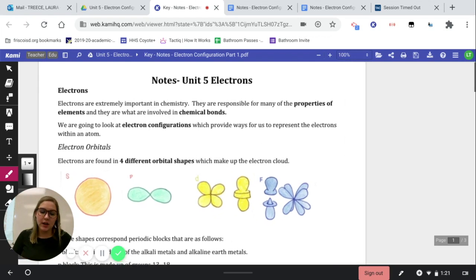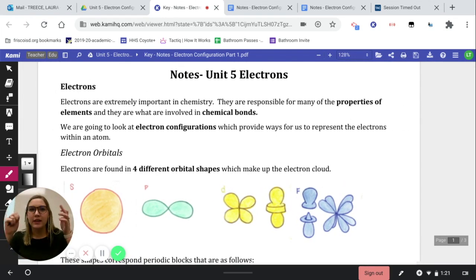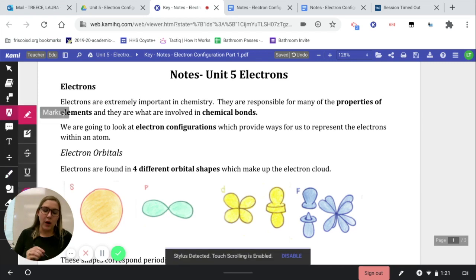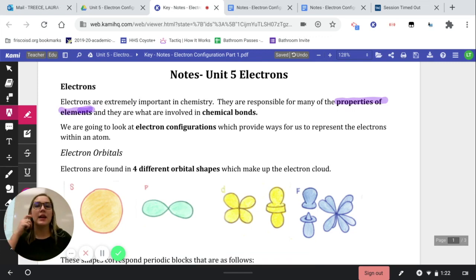Okay, so this unit is all about electrons, or at least this part of the unit. And electrons are extremely important in chemistry. Electrons are what actually give the elements their properties. Specifically, the one we care about most is reactivity. Electrons tell us who can bond, how many are in a bond, all of that fun stuff. And electrons are actually what are involved in chemical bonds, so they are what holds our compound together.